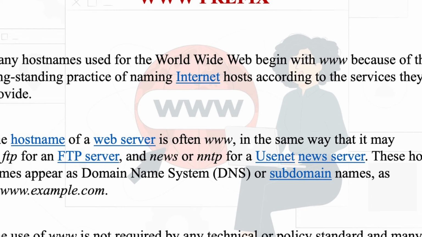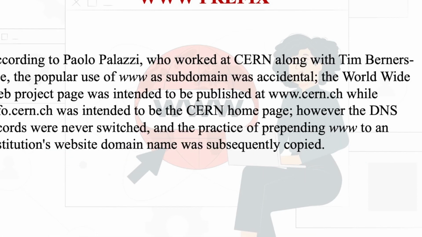www.igno.ac.in. The use of www is not required by any technical or policy standard, and many websites do not use it. According to Paolo Palagi, who worked at CERN along with Tim Berners-Lee, the popular use of www as a subdomain was accidental. The World Wide Web project page was intended to be published at www.cern.ch, while info.cern.ch was intended to be the CERN homepage.